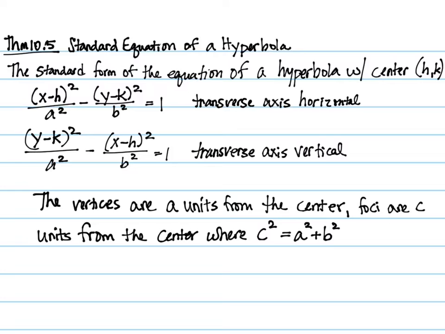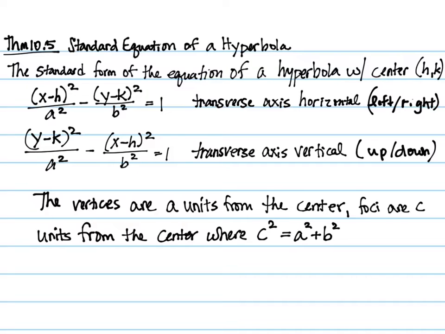Let me just remind you where we were. There are 2 standard forms for a hyperbola. The basic difference has to do with whether it opens up and down or left and right. The transverse axis is the axis that cuts through the graph. We see the x value first if the transverse axis is horizontal, which means it's opening left and right. And we see the transverse axis being vertical if the y is first and positive, which means it's opening up and down.